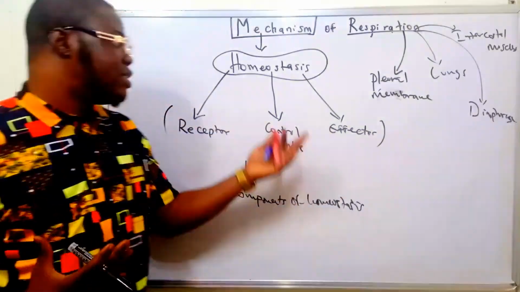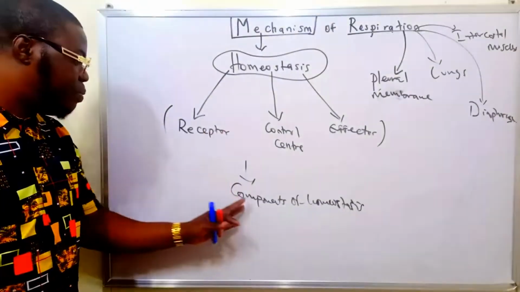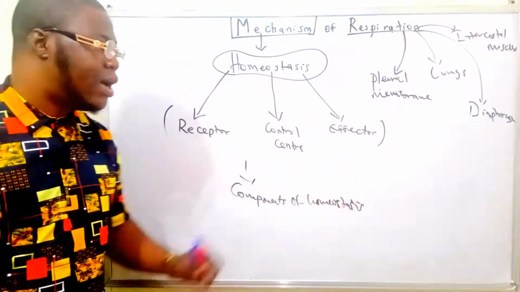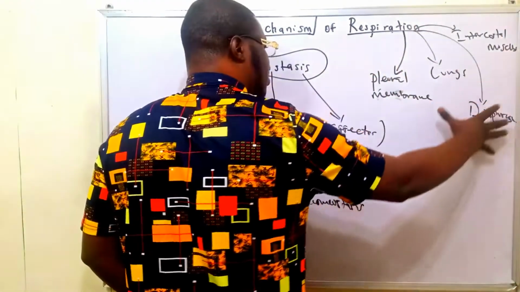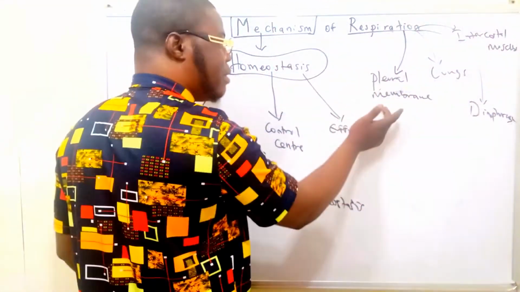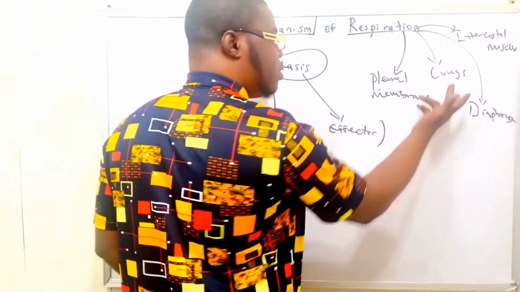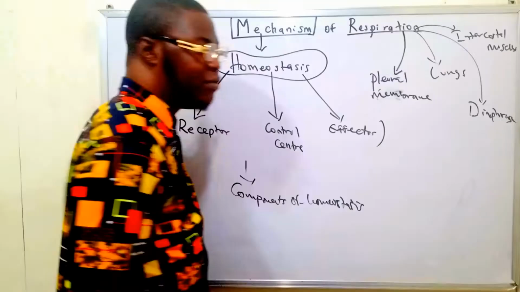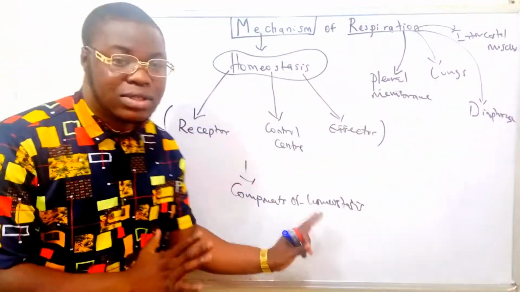You have to know about all these things for you to understand the mechanism of respiration. I said you have to understand that the components of homeostasis are the receptor, control center, and the effector. And then under respiration, you have to have a glimpse of what these things mean. The pleural membrane, the lungs, the diaphragm, the intercostal muscle: what's the meaning of each? You have to understand all these things.